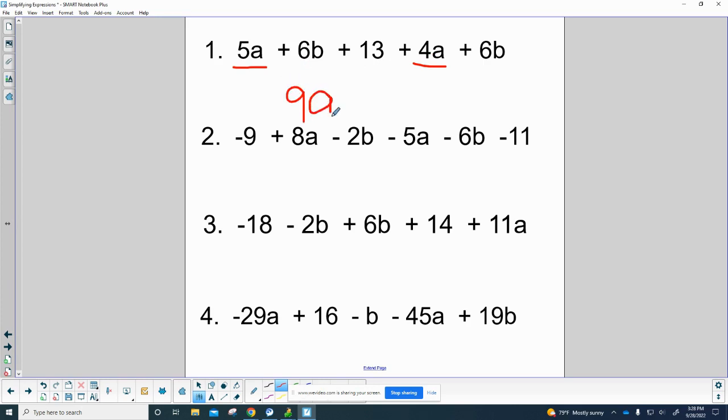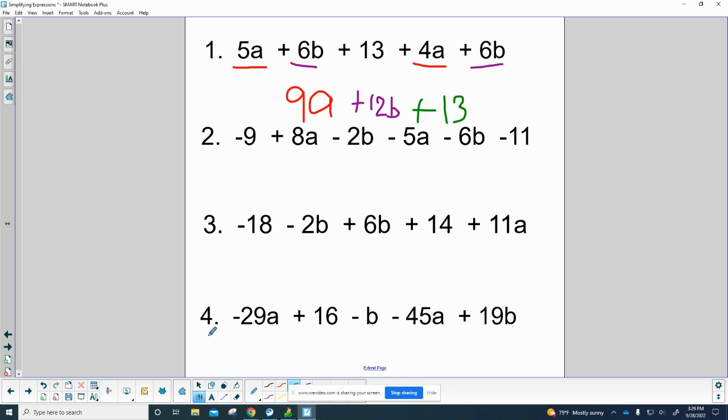Okay, let's look at the b terms next. So 6b and 6b. If you put those together, combine them, you get 12b. And then after the b terms, you got one constant term, which is a 13. And it's positive, so you just put plus 13 on the end. And that's all there is to that. Okay? So let's try one more.